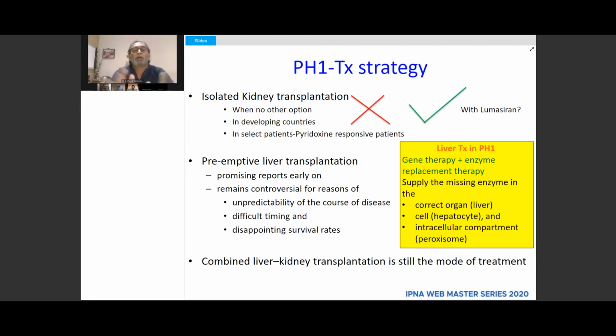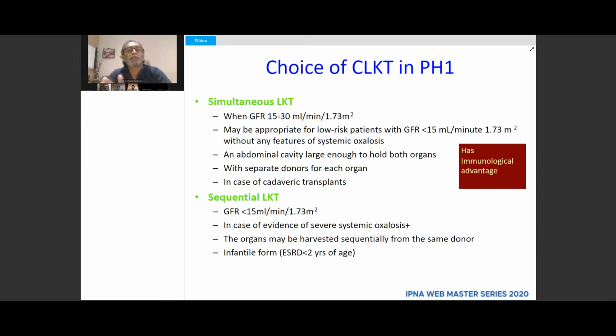So CLKT choice could be simultaneous or sequential. Simultaneous you do when GFR is 15 to 30 ml and there is some residual renal function, maybe in appropriate low-risk patients, when the abdominal cavity is large enough to hold both organs, with 2 different donors for each organ in case of cadaveric transplants. Sequential you consider in case of CKD stage 5, in case of severe systemic oxalosis, probably if the same donor is going to donate the liver as well as the kidney, or in case of the severe infantile form, less than 2 years of age.